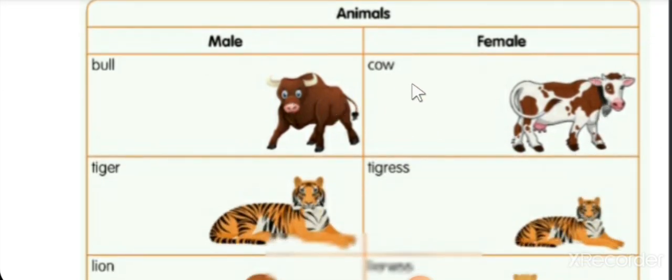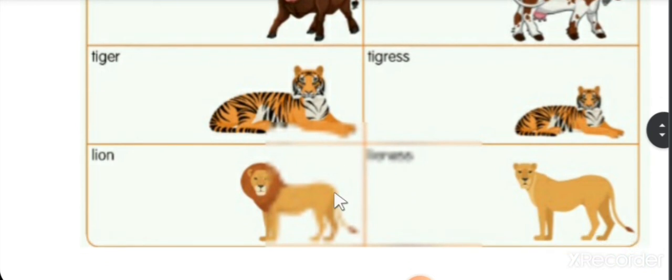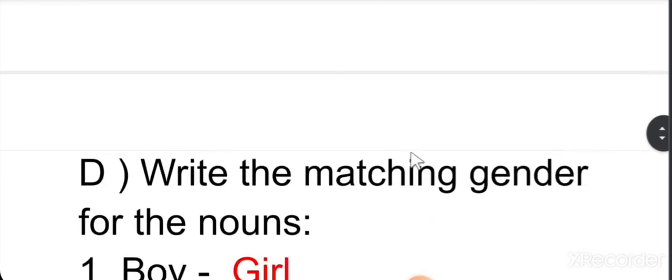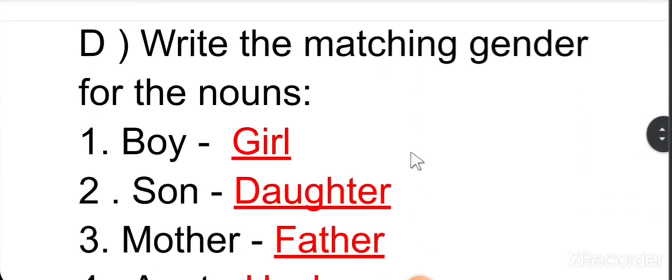Similarly, there are some animal genders also, like bull. A bull's female gender is cow. Tiger, tiger's female gender is tigress. Lion, lion's female gender is lioness. So let's do an activity to understand it.